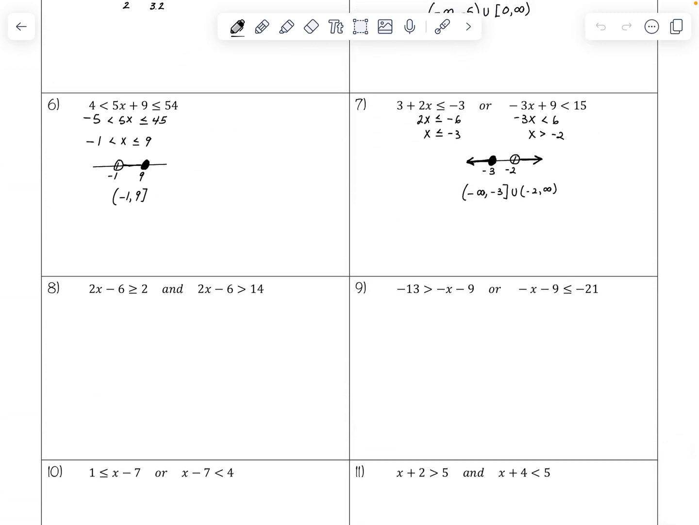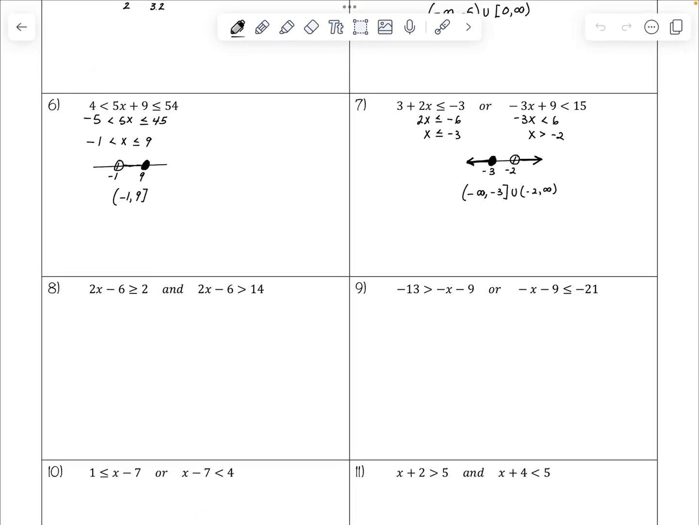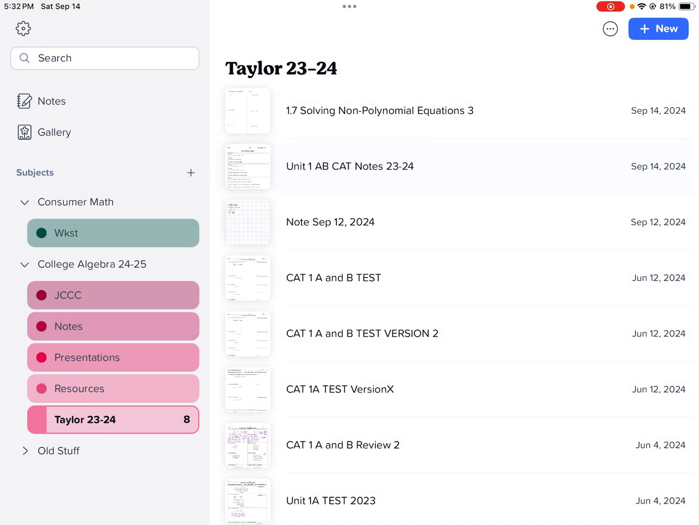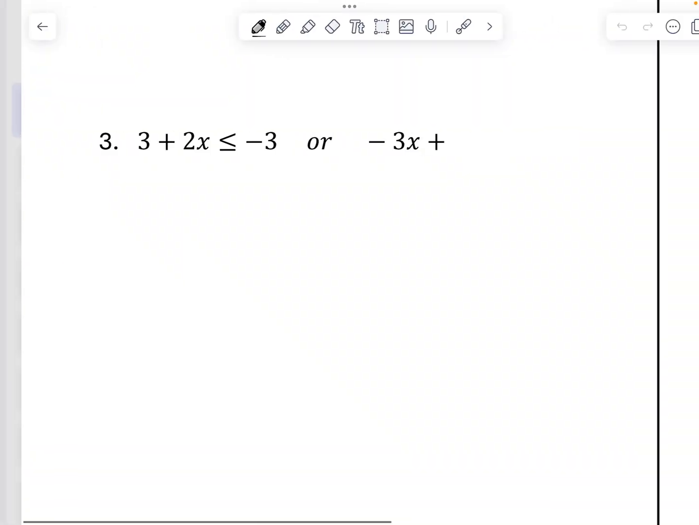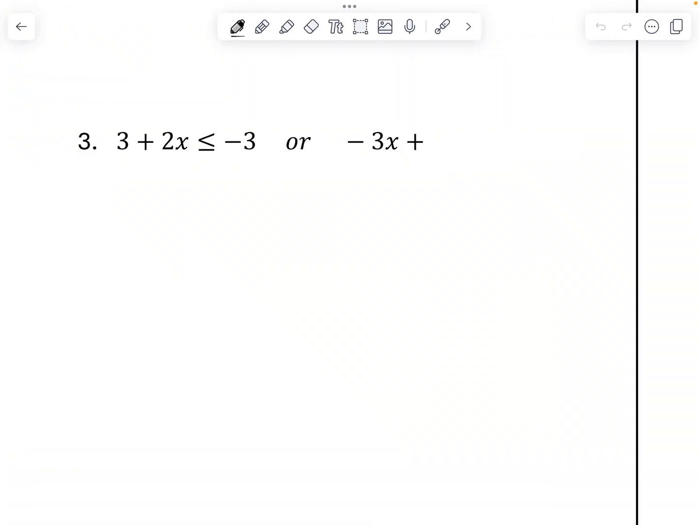Negative 3x plus 9 is less than 15. Apologies.